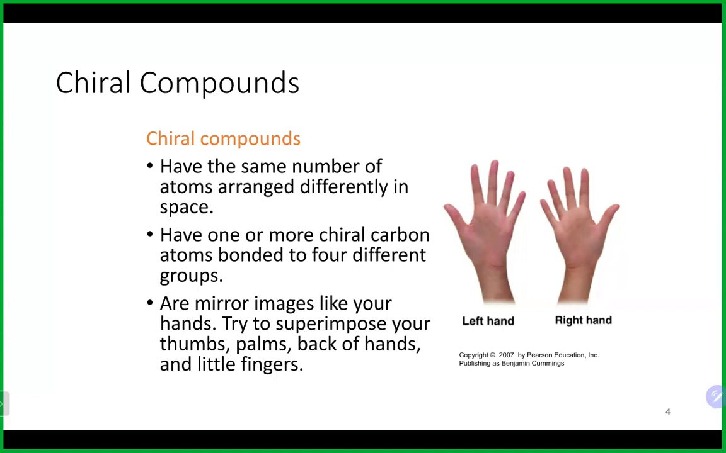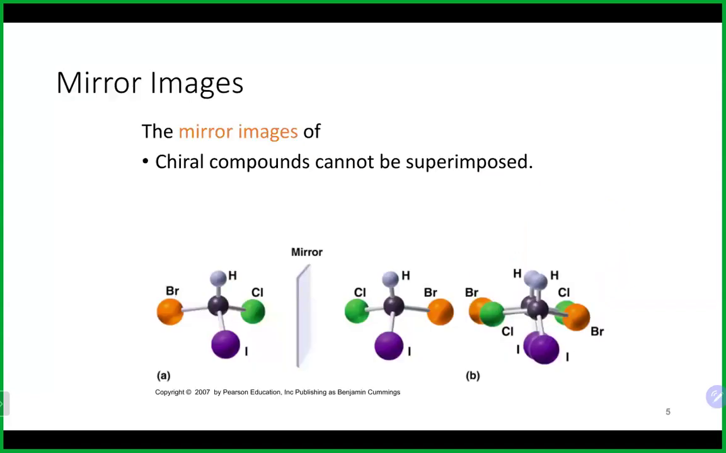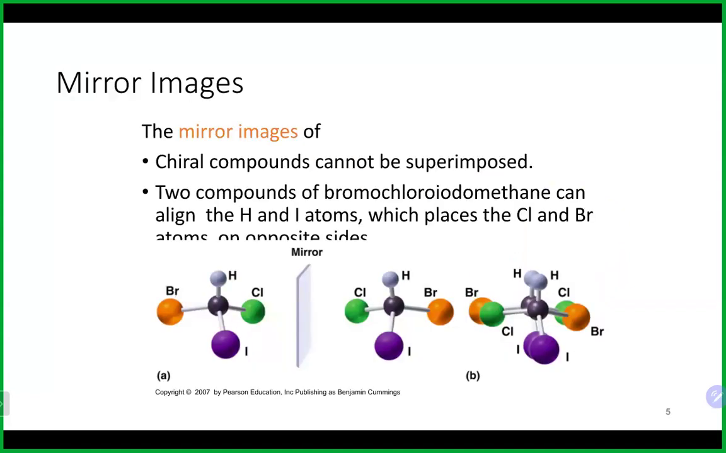Again, you could try to rotate it as much as you want, but it will never be able to fit perfectly. There will always be something that is slightly off. And usually what happens in that case is the mirror image makes a slightly different connection than it has in the original. And that's what we see here. Mirror images of chiral compounds cannot be superimposed.